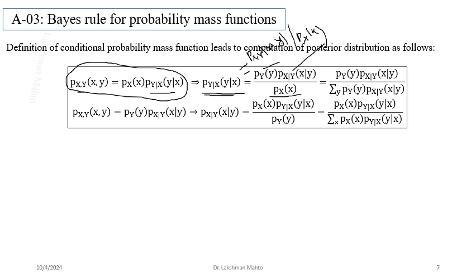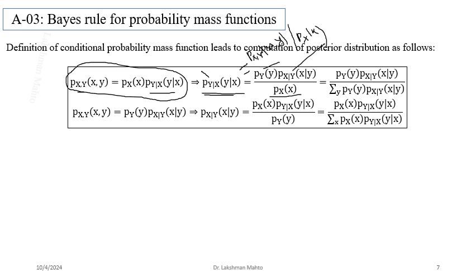So this is coming again from the conditional probability mass function. We call this the posterior probability mass function of y. Once you have seen x, the observed value of x, based on that you are trying to update. The updated probability is written as the probability mass function of y times the likelihood of observing that x, divided by the probability of observing that x.